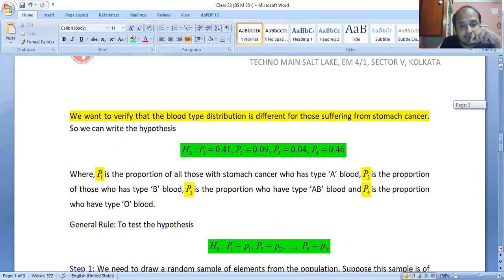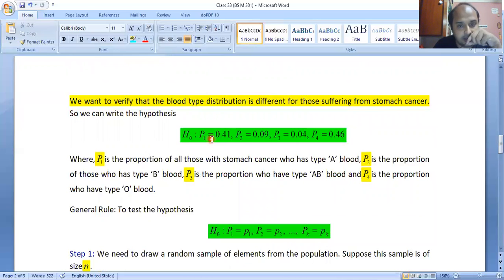So we want to test whether my true population is reflecting that or not. We want to test whether my true population, given as capital P1, is indeed 0.41, capital P2 is indeed 0.09, capital P3 is indeed 0.04, and capital P4 is indeed 0.46, against the alternative hypothesis that they are not. And I have written specifically over here that capital P1 is the proportion of all those with stomach cancer who have type A blood. P2 is the proportion of all those patients who have type B blood having stomach cancer. P3 is the proportion of all those who have type AB blood, and P4 is the proportion of all those who are having type O blood.